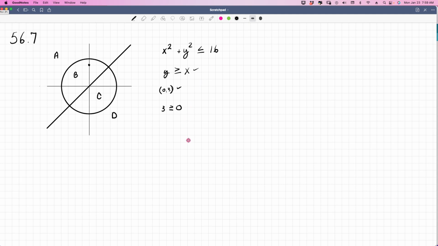So let's try 0, 3 in the circle. So my x value is 0, so that's going to be 0. And my y value is 3, so that's going to be 9. 0 plus 9 is less than or equal to 16. And that's true. So this is true for this also. So both of them checked out. So section B is going to be the area that is true for both of these equations.